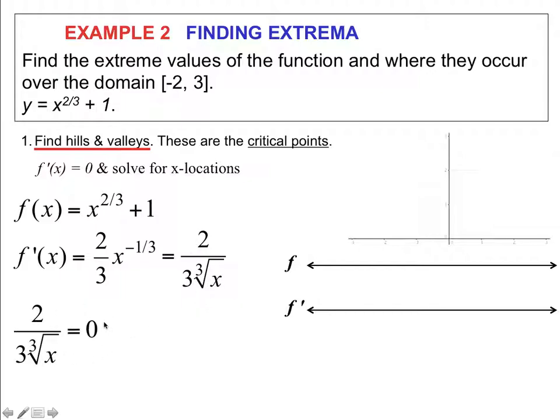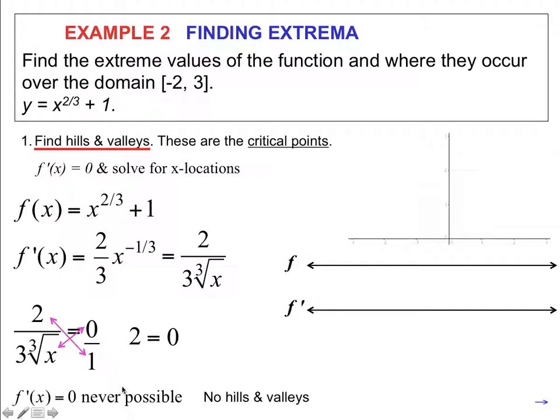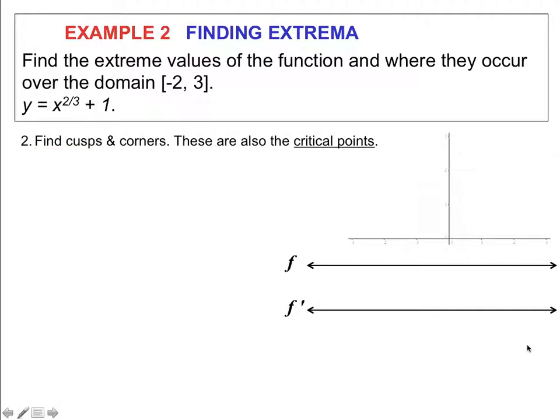So when is that equal to 0? Well, 0 is really 0 over 1, and we could cross multiply here if we wanted to. But really what we're saying is 2 is equal to 0, because 0 times this is 0, which never happens. So it's never equal to 0. In other words, we never have a hill and we never have a valley. So no hills, no valleys. Notice our number line stays blank because we've got nothing to put on it.